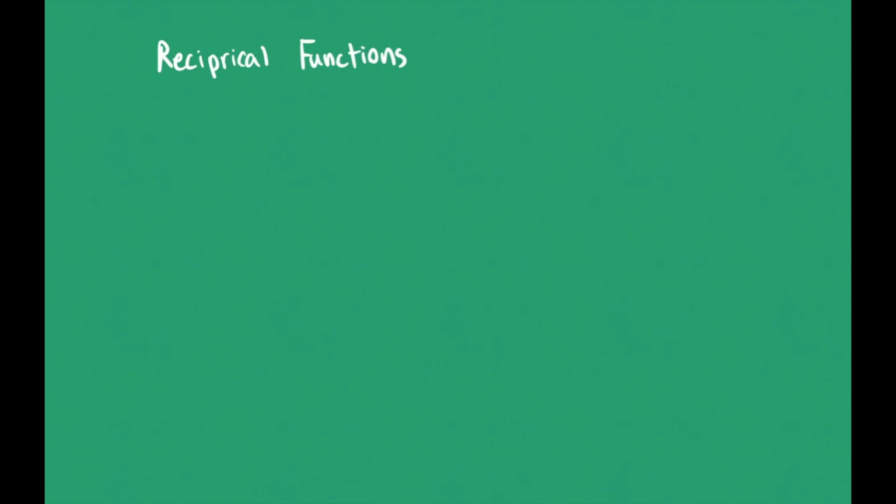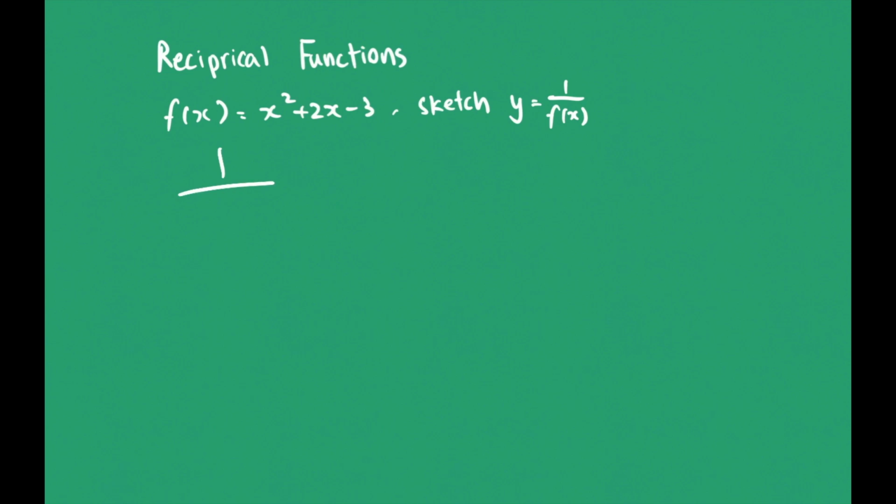In this video, I'm going to talk about reciprocal functions. The reciprocal function of y equals f(x) is y equals 1 over f(x). Now, let me show you how to graph a reciprocal function. Take the function f(x) equals x squared plus 2x minus 3. In this case, the reciprocal function would be 1 over x squared plus 2x minus 3.